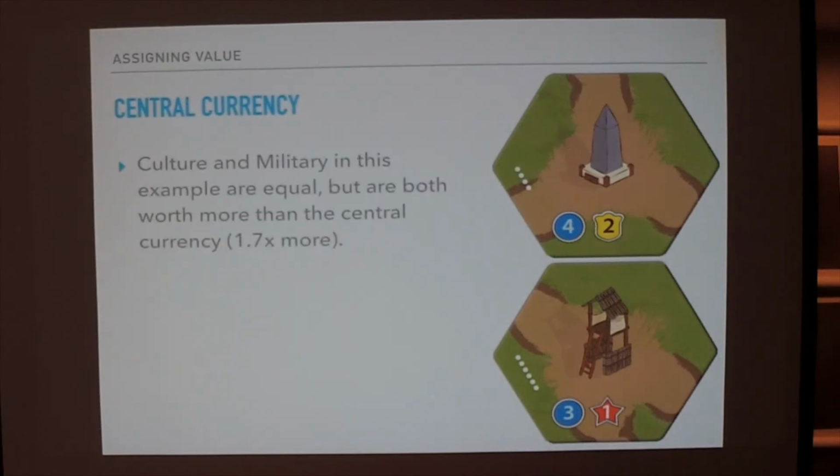So in this case, for my central currency, I decided that culture and military are equal to each other, but relative to central currency, they are 1.7 times more valuable than central currency. So for every 1 point of military, it's 1.7 points of central currency. Does that make sense? You're just multiplying 1.7 times the other thing. So a monument in this case, which is the top one there, it has a value of 2.